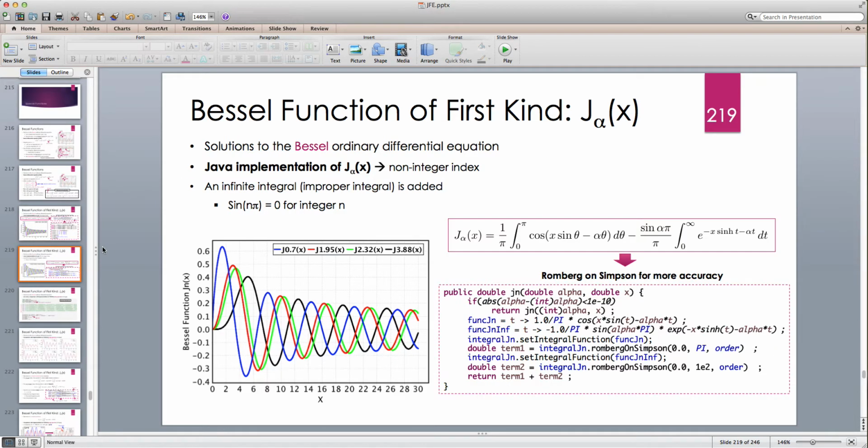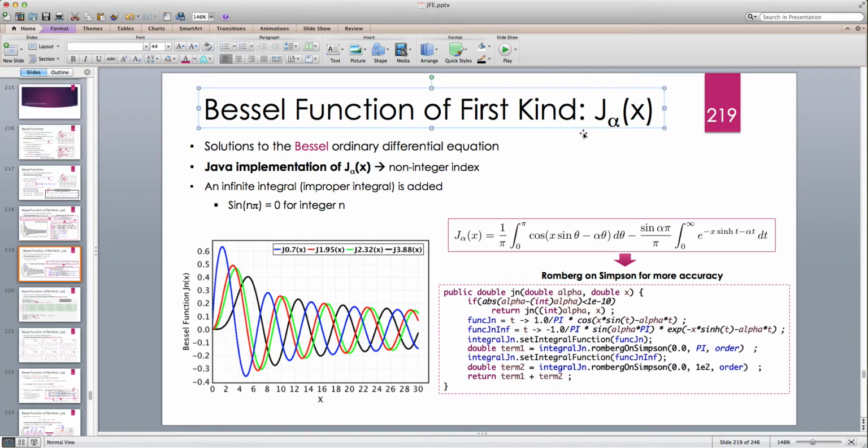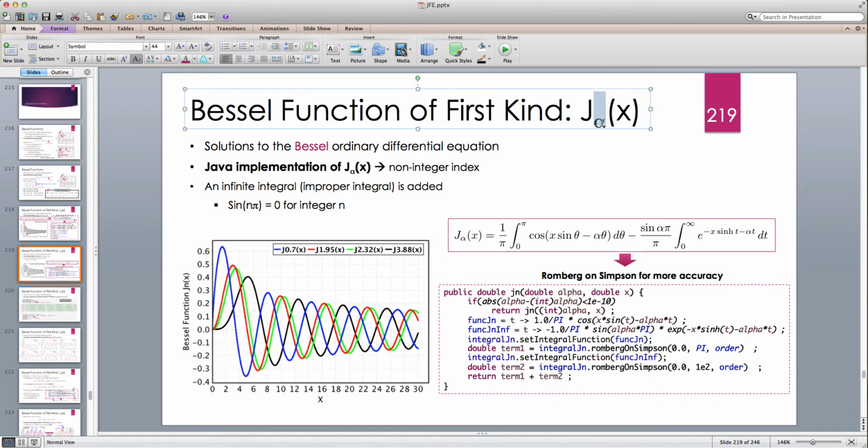But now what do we do if the parameter of the Bessel function is not an integer? So here I'm using alpha. We could also use nu. Some books use alpha, some books use nu, right? I'm going to use both of them, so you will get used to both of them. So here I'm using alpha, and alpha denotes a non-integer index.